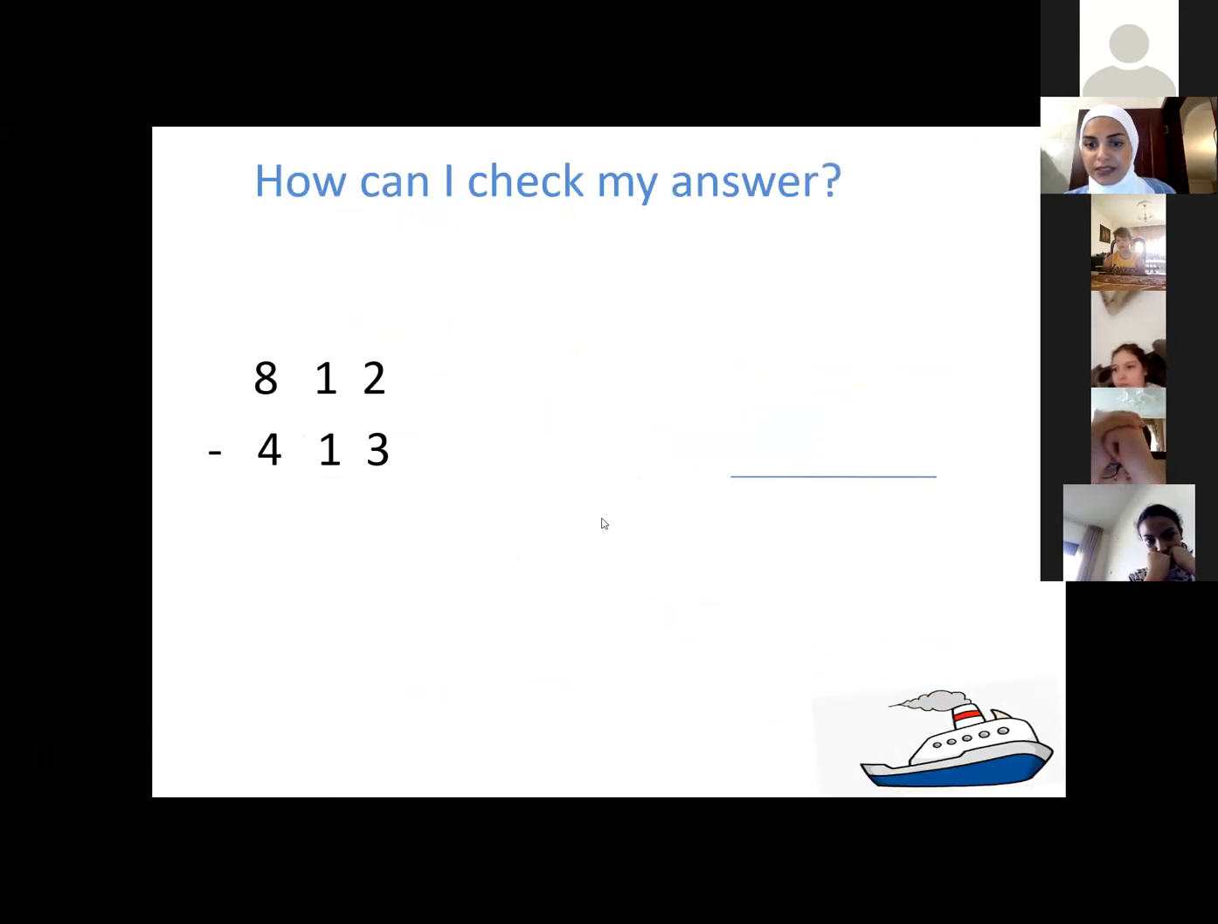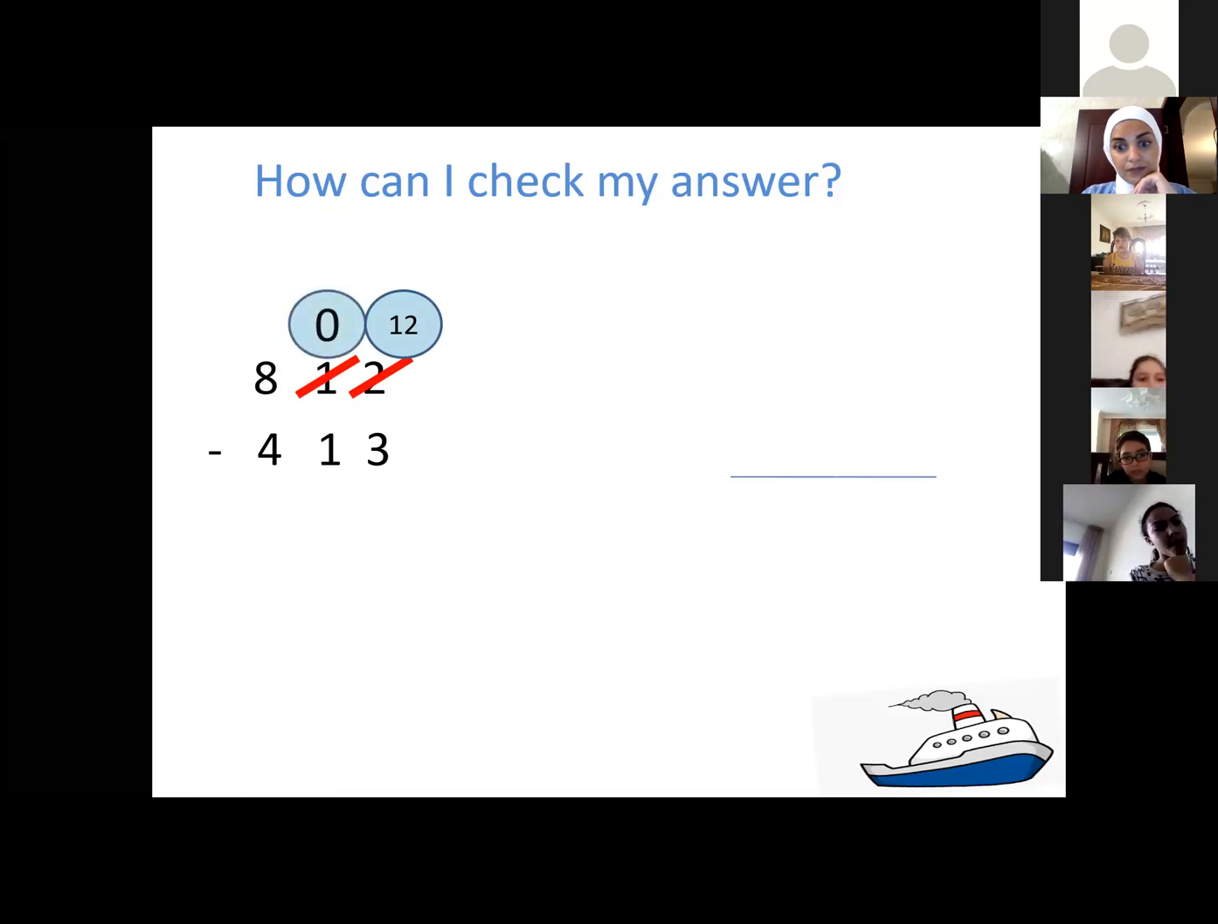Here I want Shuja. Hello. Good morning. Can you do this? 2 minus 3, we can't do it. So we go to the 1 and we take 10. So the 1 becomes 0 and the 2 becomes 12. And 12 minus 3 equals 9. And 0 minus 1, we can't do that.